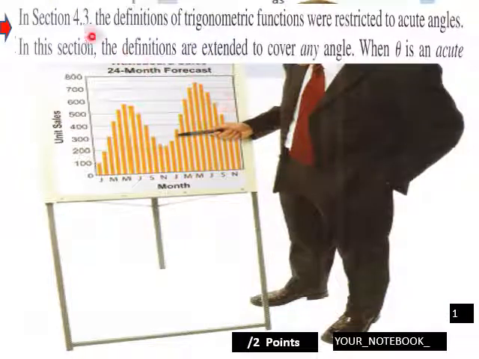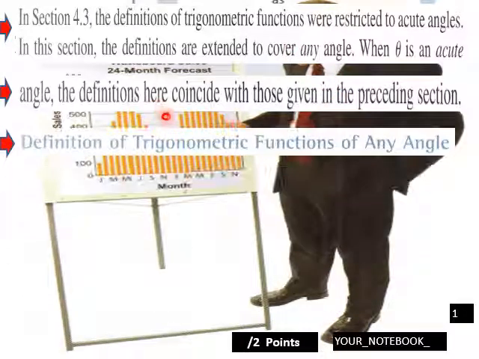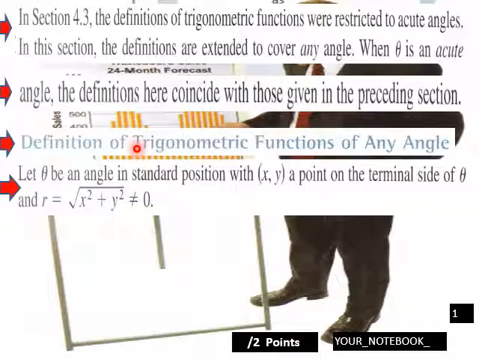In your notebook, students: 4.3, definitions of trig functions are restricted to acute angles. In this section, the definitions are extended to cover any angle. When theta is an acute angle, the definitions here coincide with those given in the preceding section. So the definitions of trigonometric functions of any angle: let theta be an angle in standard position with x, y a point on the terminal side of theta, and r equals the radical of x squared plus y squared, and that will be your r.